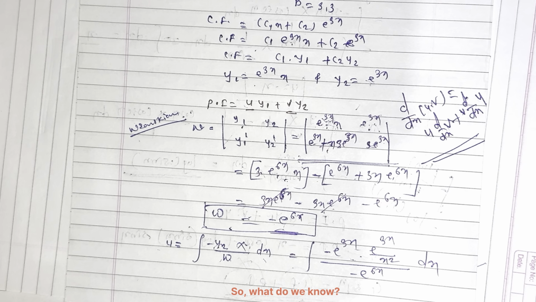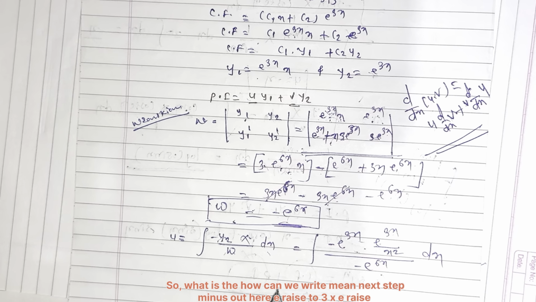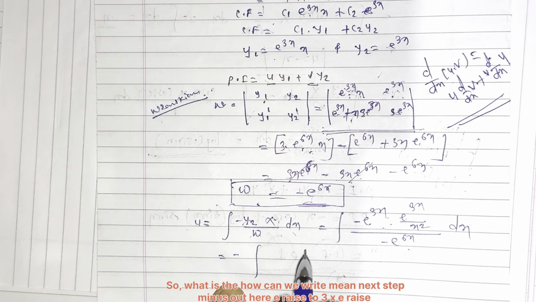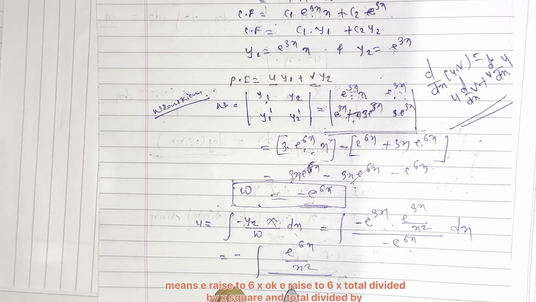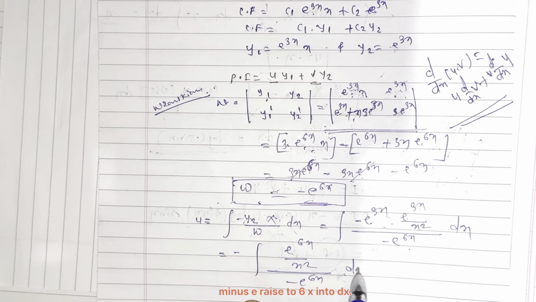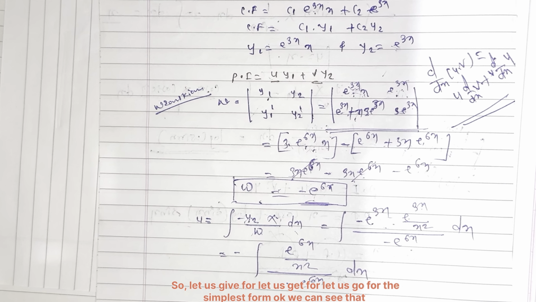Yes, so what we do, we go for solving this step further. Minus of e raised to 3x into e raised to 3x. How can we write the next step? Minus out here, e raised to 3x, e raised to 3x means e raised to 6x, total divided by x square, and total divided by minus e raised to 6x, into dx. We have to solve it further, then only we'll get the simplest form.